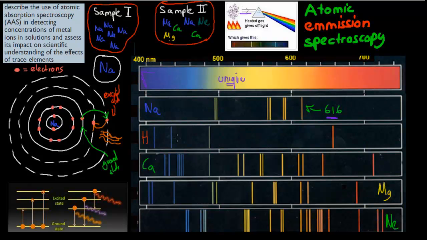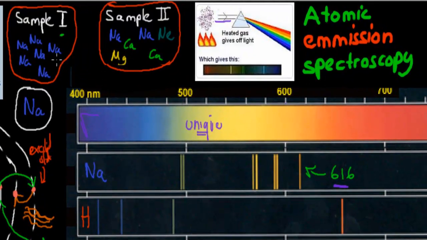So we can use that knowledge to figure out, for example, what's in a sample. Let's say we take sample 1. Right? So sample 1 has only sodium. So we put sample 1 into this kind of device, which we call atomic emission spectroscopy. Right?